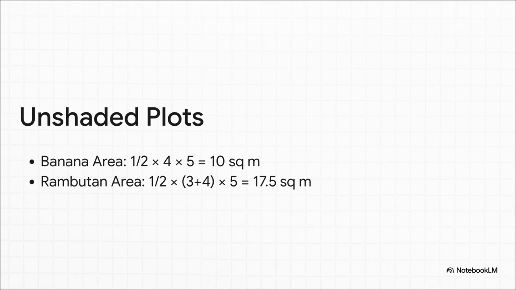Next up, we isolate those unshaded fruit plots using the formulas we just revised. The banana plot is a triangle, right? So half times a base of 4 times a height of 5 gives us 10 square meters. Now the rambutan plot is a trapezium. That's half times the sum of the parallel sides, which is 3 plus 4, multiplied by the height of 5. That calculates out to 17.5 square meters.